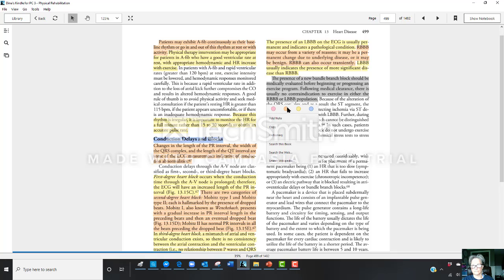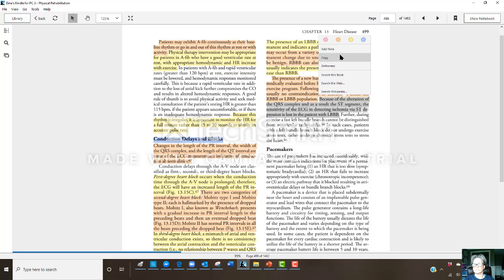Because of the alteration of the QRS complex and, as a result, the ST segment, the sensitivity of the ECG in detecting ischemia via ST depression is lost in the patient with LBBB. Further, during exercise a fast left bundle branch block cannot be distinguished from ventricular tachycardia. In such cases, patients with a left bundle branch block do not undergo exercise stress tests. Rather, they undergo chemical stress tests to stress the heart.